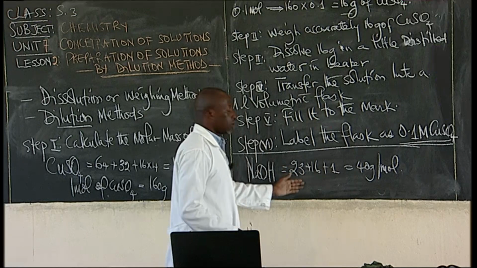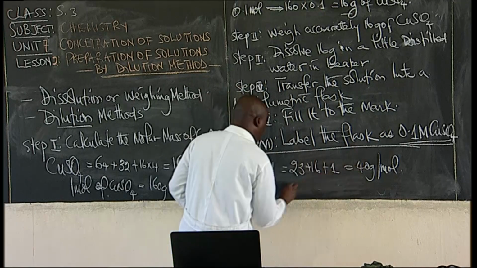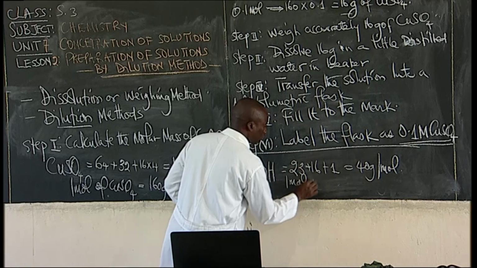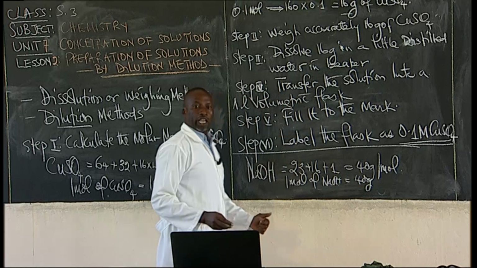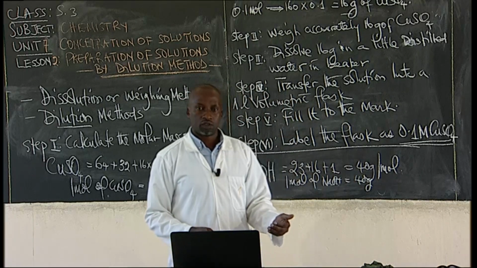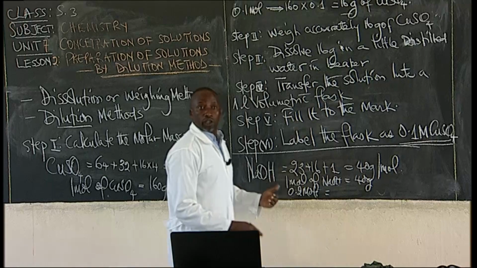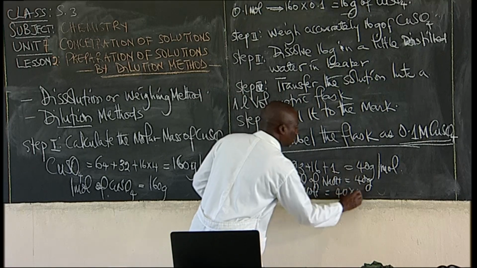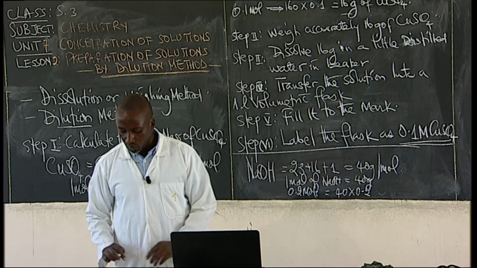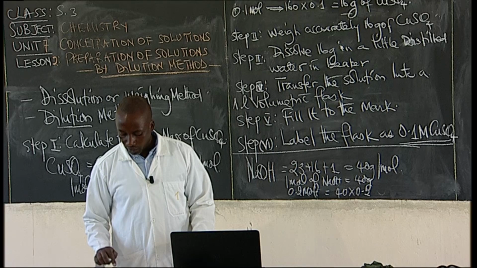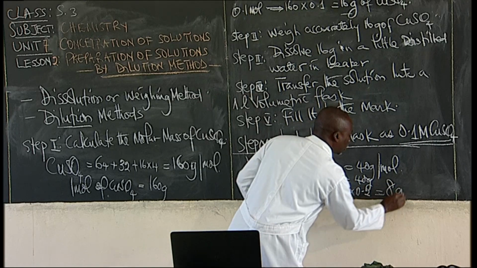So you need now to calculate the number of moles. 1 mole of sodium hydroxide is equal to 40 grams. You need 0.2 moles, which will equal what? That will be 40 times 0.2. If you calculate 40 times 0.2, you get 8 grams. So this is 8 grams.